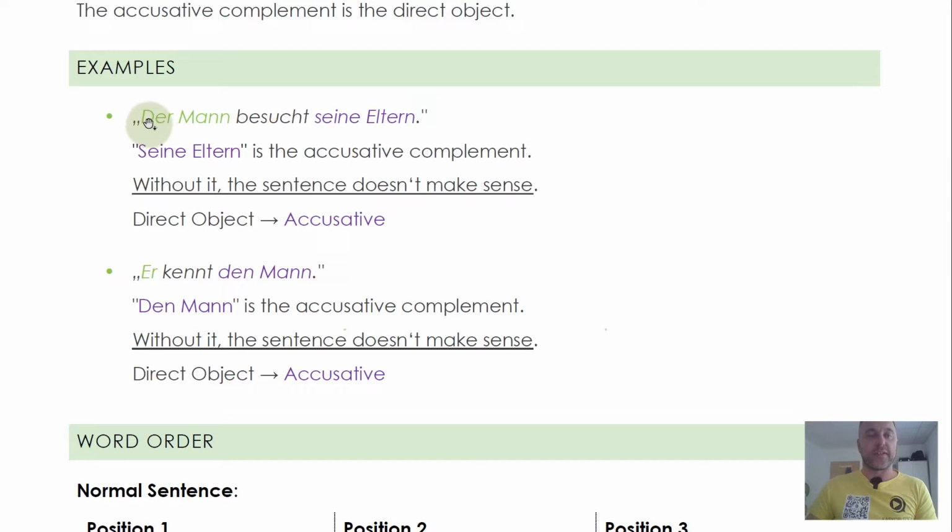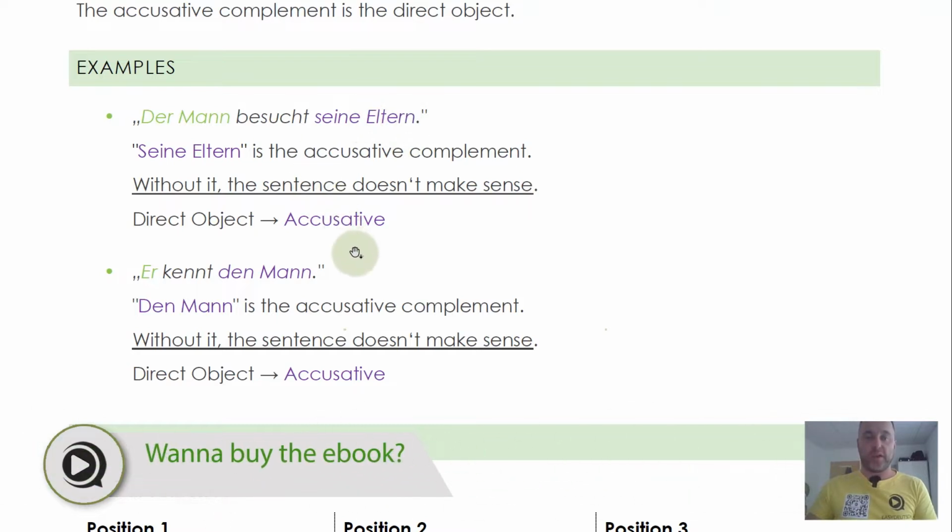We have here, for example, der Mann besucht seine Eltern. So the man is visiting his parents. So the man is the subject, and then seine Eltern is the accusative complement, aka accusative object. And the sentence der Mann besucht, so the man visits, alone doesn't make a lot of sense because it's like, who is he visiting? We don't know. You need to put the object here. So who is he visiting? Because without it, there's not much sense in this sentence. So this is the default way usually.